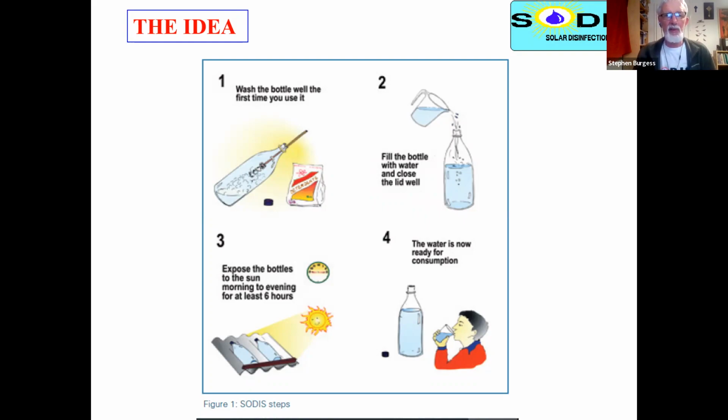Expose the bottles to the sun from morning to evening for at least 6 hours. Normally you put them in the sun on a rack, on a piece of corrugated iron, or you could put some on a corrugated iron roof. After 6 hours, the water is now ready for drinking. You take the water into the house because it'd be a bit warm, let it cool down. If you have a fridge, put it in the fridge, but drink the water straight from the bottle. Don't put it in another container like a pot, because that's a source of recontamination.